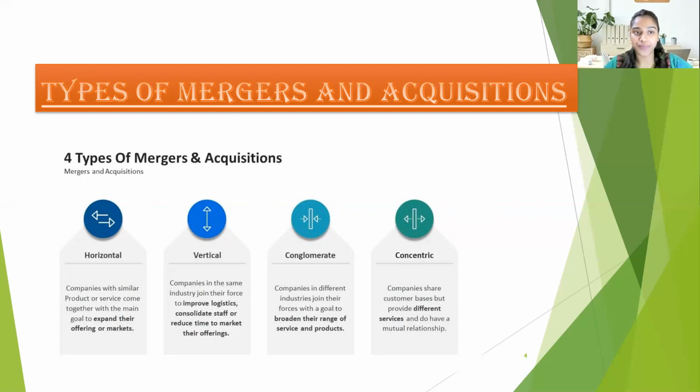Co-generic merger. It is a kind in which two or more companies associated in some way or the other are related to the production processes, business markets, or basic required technologies. Fourth is a conglomerate merger. It is a kind of venture in which two or more companies belonging to different industrial sectors combine their operations. Next slide.